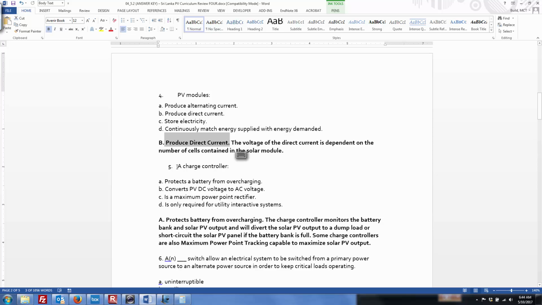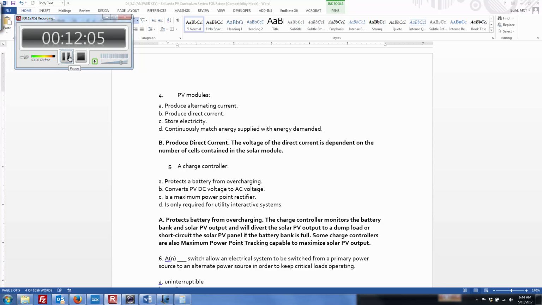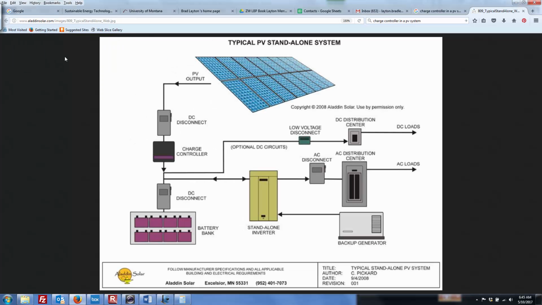Okay, charge controller. Let's take a look at the charge controller. Again, I'll go out to the interwebs for that. Okay, so here's a shot of a PV array, and thank you, Aladdin Solar, for allowing us to use this. We'll at least acknowledge you, and we'll ask for permission. Where are you? You're in Excelsior, Minnesota. Titles and author C. Pickard. Thank you very much, C. Pickard. Okay, so here is a PV array, photovoltaic array.